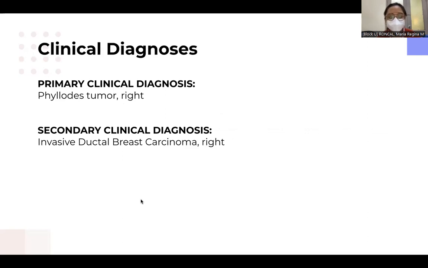So knowing the history, PE, imaging, and biopsy results of the patient, we now have a primary clinical diagnosis of phyllodes tumor on the right breast with a secondary differential of invasive ductal breast carcinoma on the right.